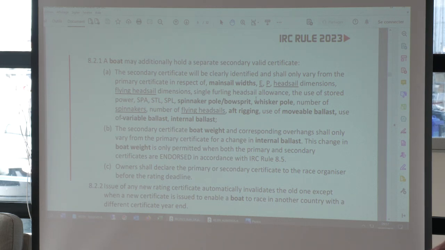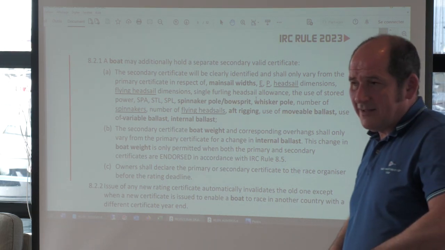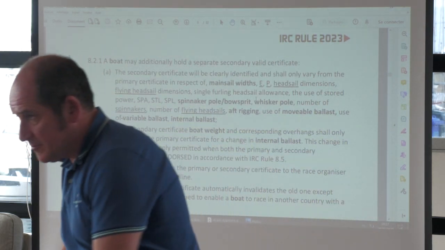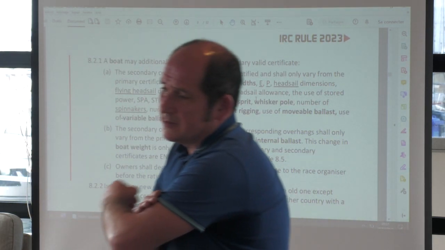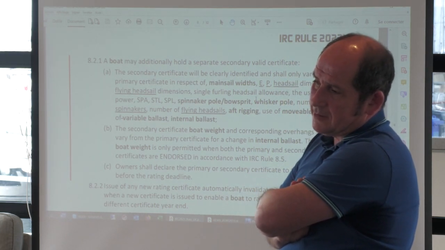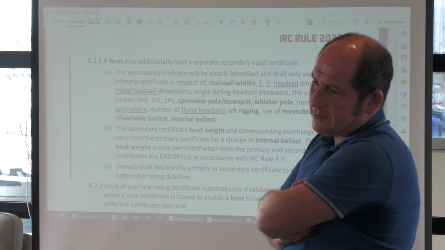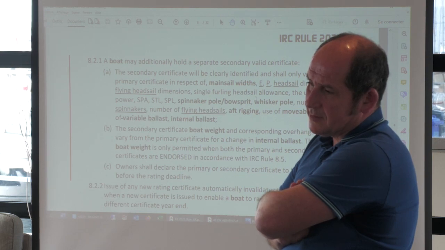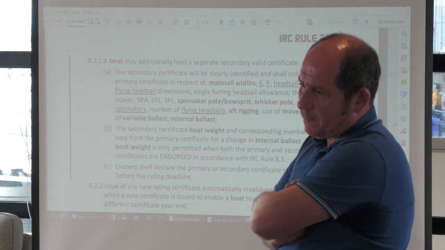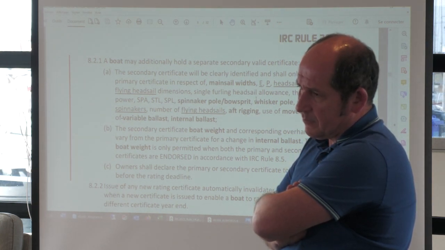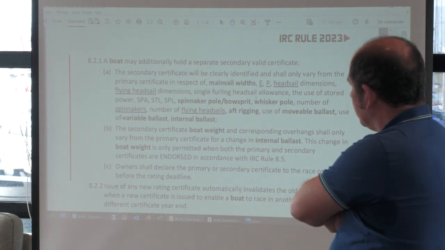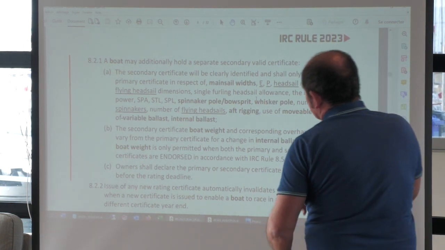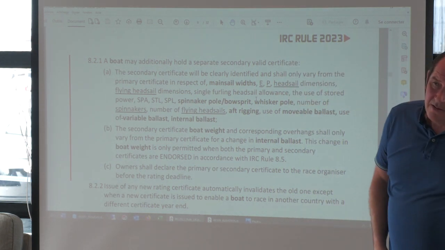Still some questions. Okay. We weigh the boat with the spinnaker pole. Yes. Including the spinnaker pole if they use a symmetrical spinnaker. Yes. And they want to have a secondary certificate with no spinnaker pole, with asymmetrical only, without spinnaker pole. Should we reweigh? No. No, you don't have to. So why do we weigh the boat with accuracy?